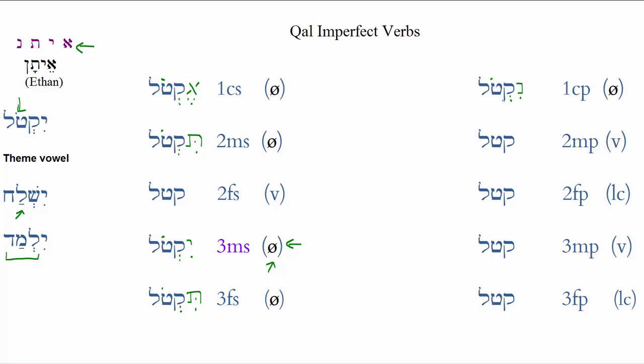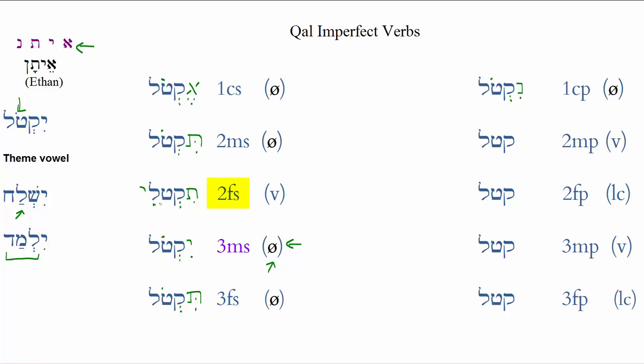Now we'll look at the 3 forms that have a vocalic ending. Vocalic meaning that it's a vowel only. So the second feminine singular is the first one of those. It has a tav prefix and a hirik. The first root letter gets a silent schwa. And then the ending is a hirik yod, vocalic ending.